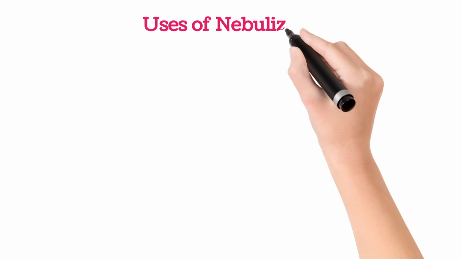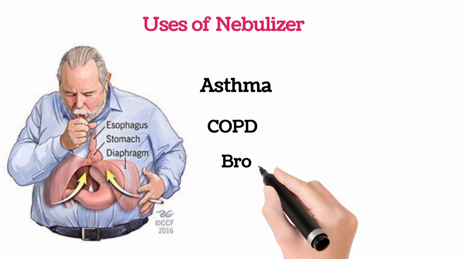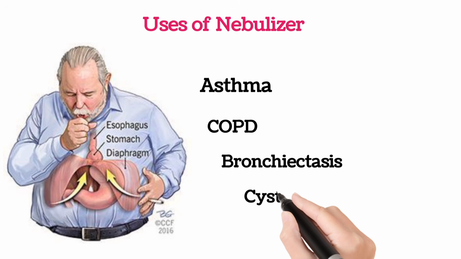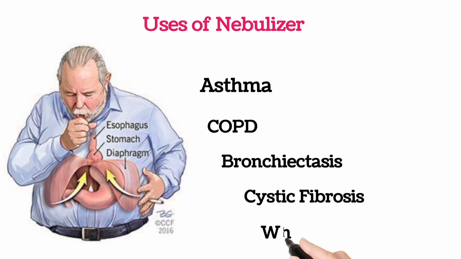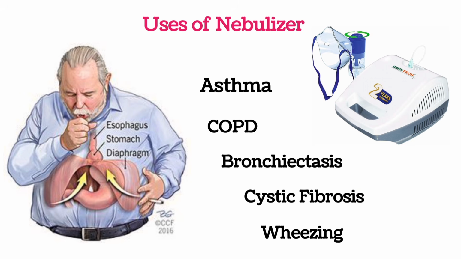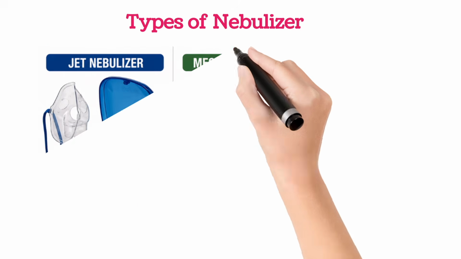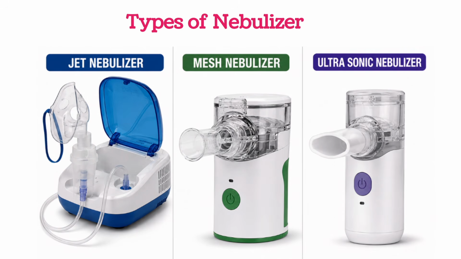There are various uses of a nebulizer. It is used in asthma, COPD, bronchiectasis, cystic fibrosis, wheezing, and lung infection. In all these conditions, a nebulizer is used to get the liquid medicine into the lungs. And there are different types of nebulizer, like jet nebulizer, mesh nebulizer, ultrasonic nebulizer, etc.